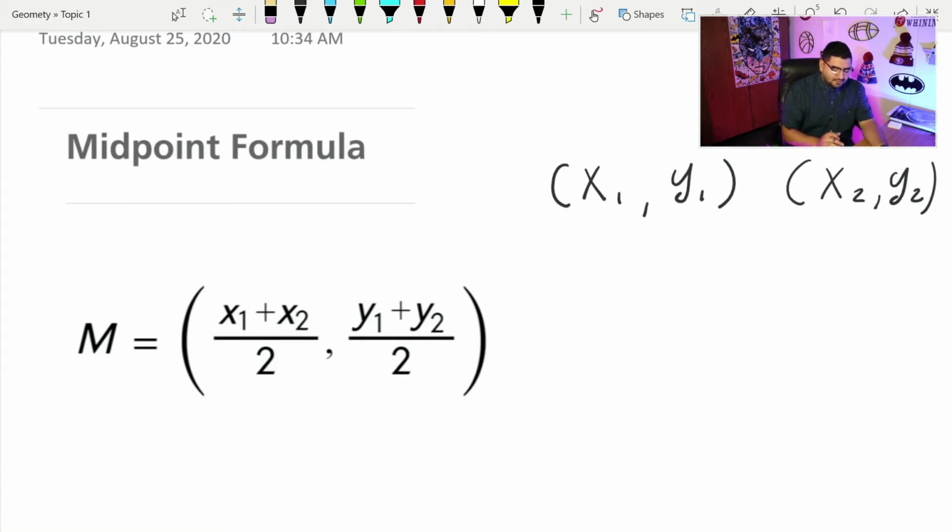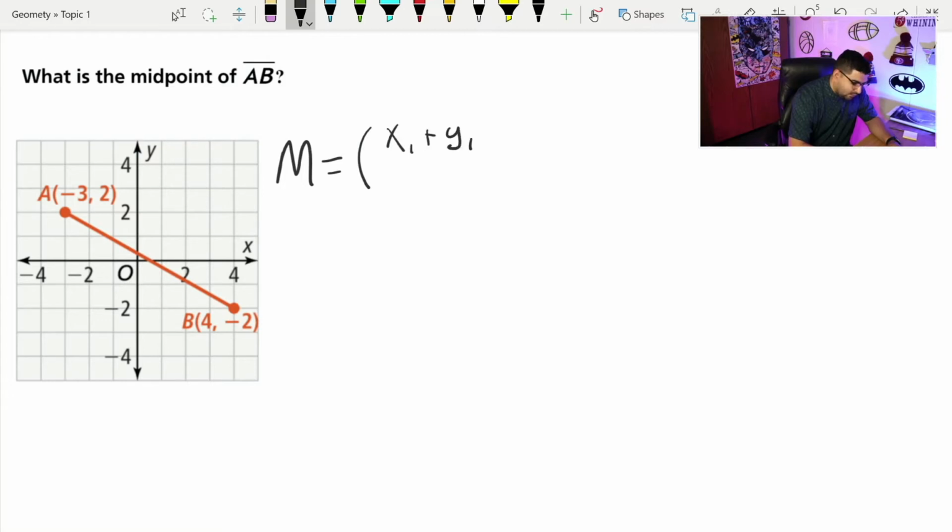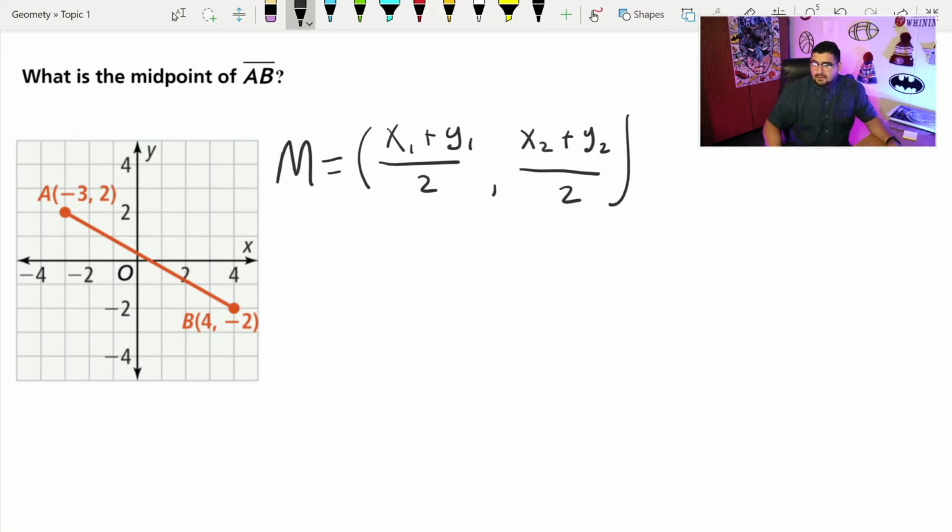So let's go ahead and put it to work in an example. For this first example, the first thing we're going to do is write down the midpoint formula. It's good practice and it helps us memorize it faster. So we have M equals, X1 plus X2 over 2, comma, Y1 plus Y2 over 2. Alright. The next thing is to ask, what is the midpoint of AB?